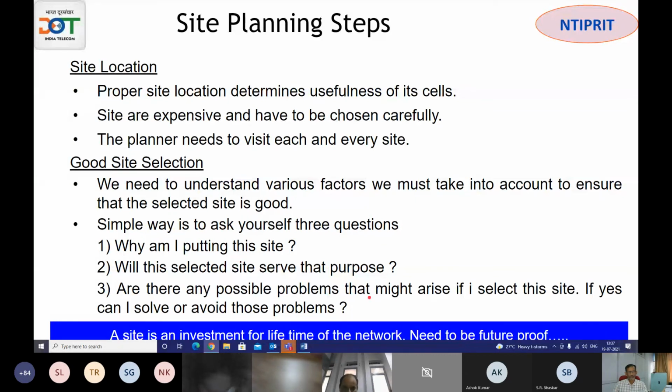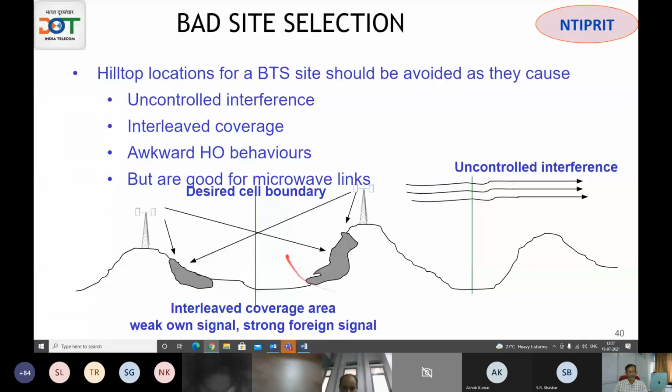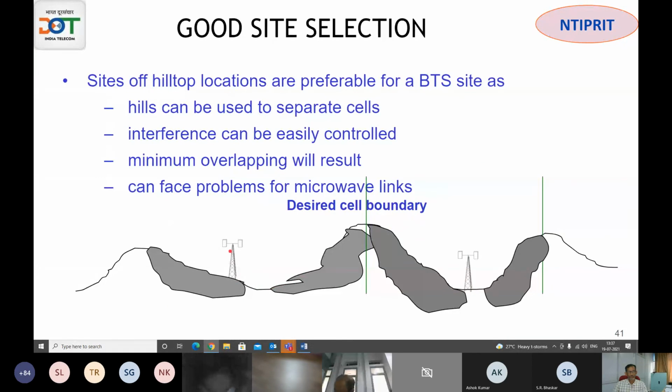So like I said, hilltop sites are very attractive initially, but they will give a lot of interference. Whereas if you put it in the valley, it is future proof. There will be natural hindrances, so you will never overshoot. And of course microwave line of sight will be difficult. So many aspects are there for siting. All of you are from the field. I know, I did not tell you more about this.